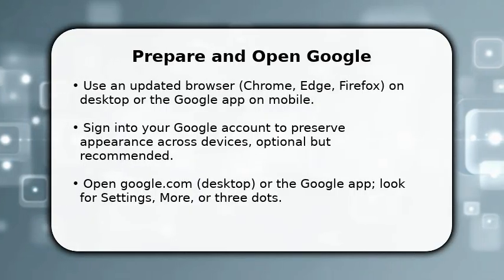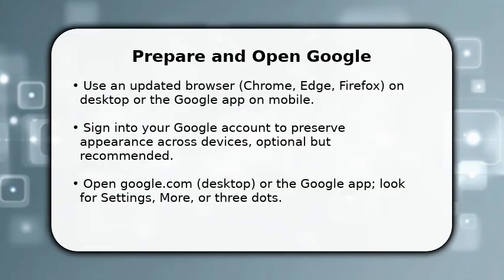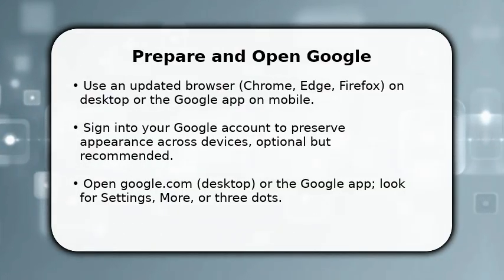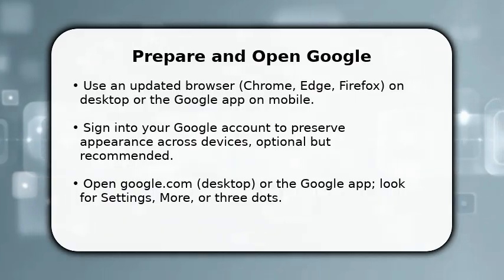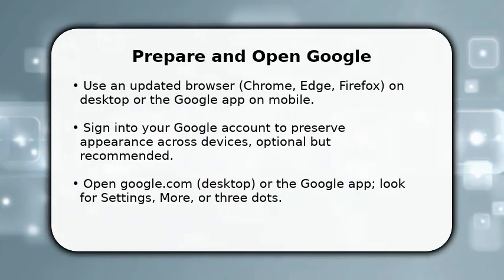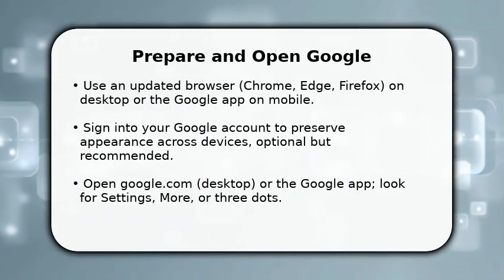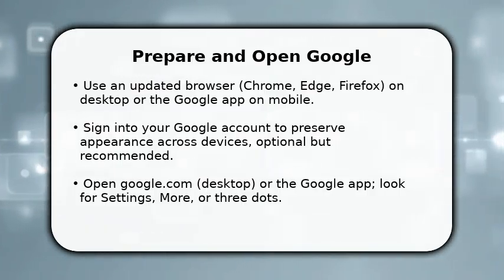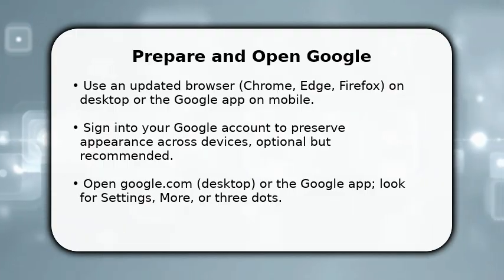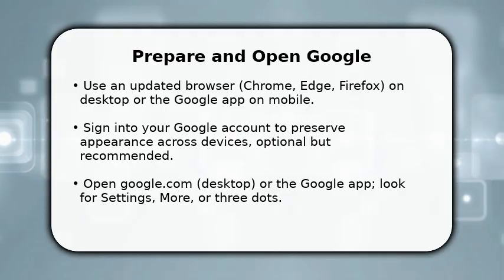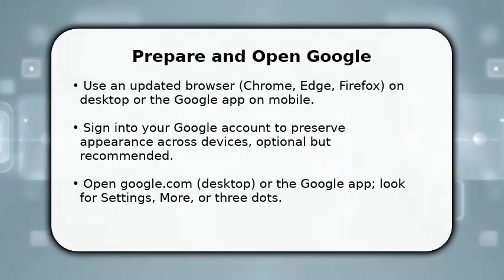You're starting now. Make sure your browser or Google app is updated and sign in if you want settings to sync. Open Google.com on desktop, or launch the Google app on mobile. Once the page loads, locate Settings. On desktop, it's bottom right or under the three-line menu. In the app, tap More or Your Profile, then Settings. These are the entry points that let you change appearance. Do this first, because the site and app controls are the cleanest way to get a true dark theme.